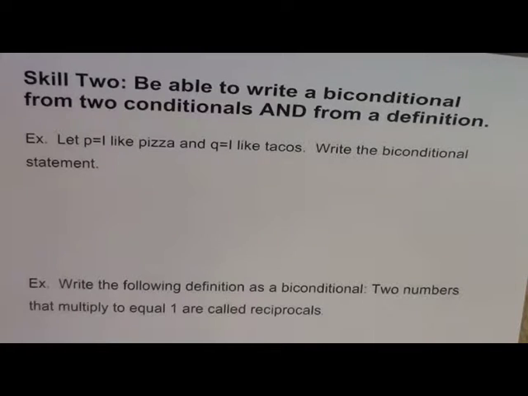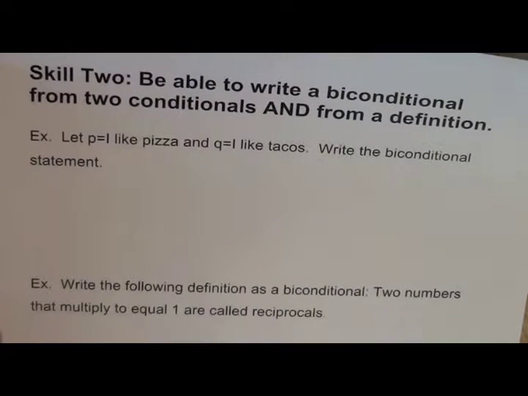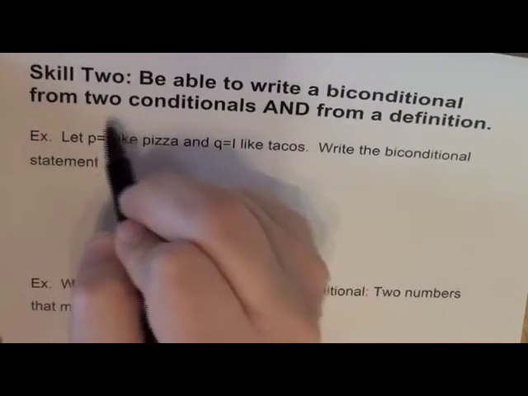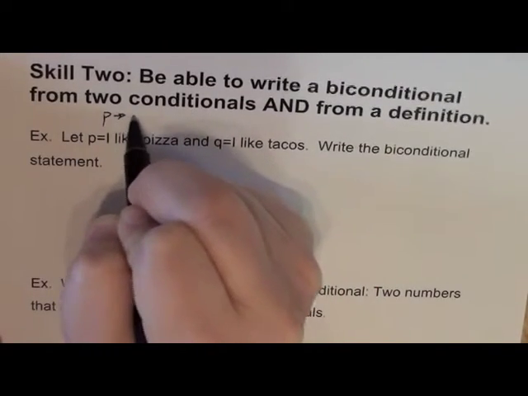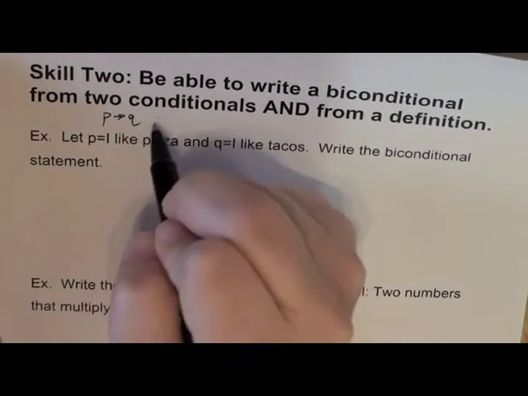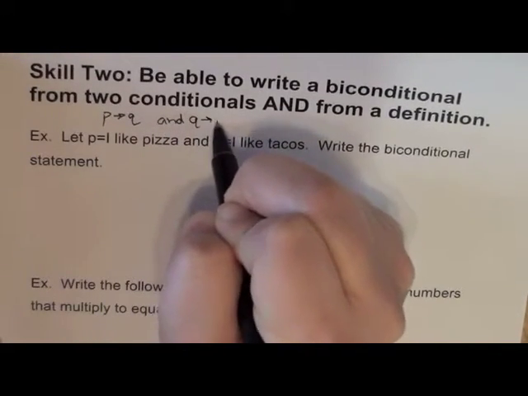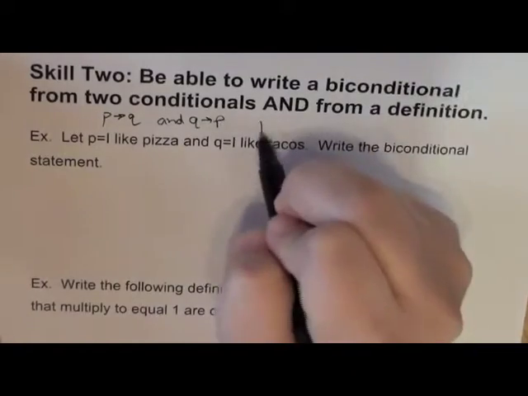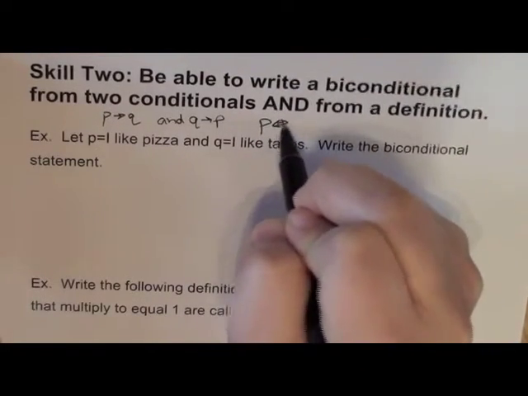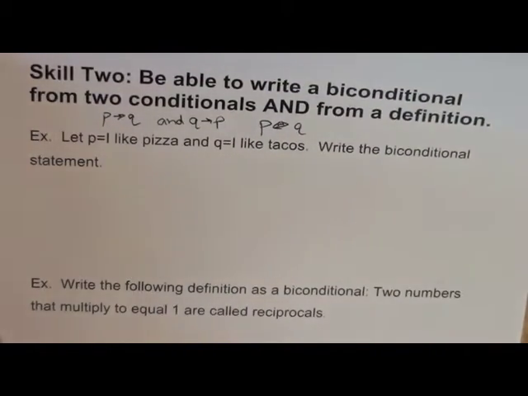Geometry 1, Chapter 2 Test, Skill 2. Be able to write a biconditional from two conditionals and from a definition. So, symbolically what we're saying here is that if P then Q, and if Q then P, what you can do is P if and only if Q.